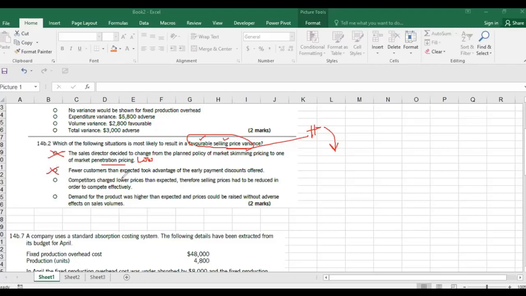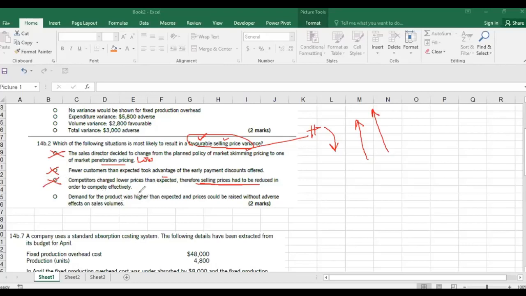C, competitors charged lower prices than expected. Therefore, selling prices had to be reduced in order to compete effectively. So again, you are decreasing the selling price. If you decrease the selling price, you cannot get a favorable selling price variance. Favorable selling price variance means that you charged more. But in this case, it is decreasing. So this is exactly opposite. It will make an adverse selling price variance.